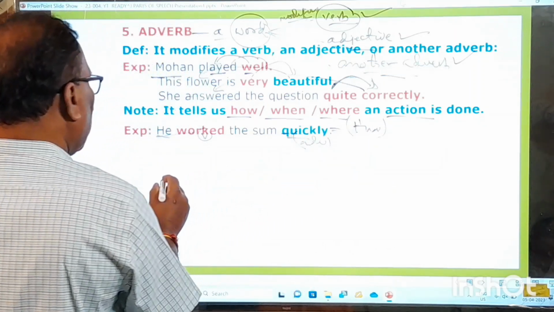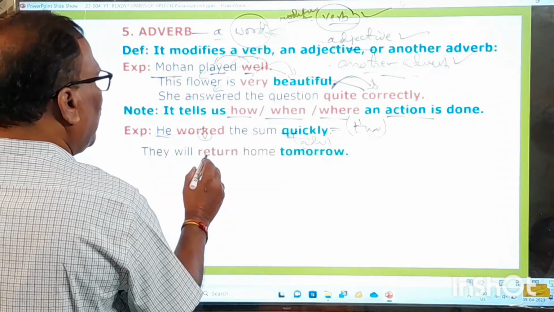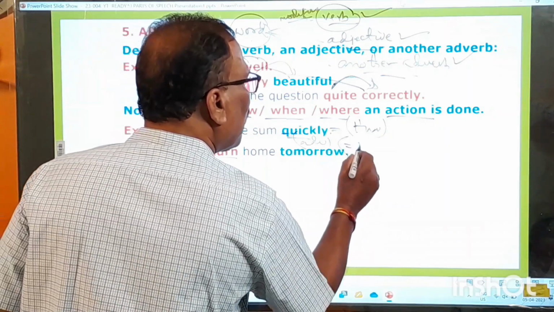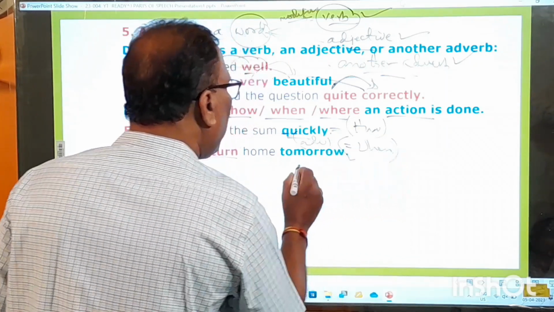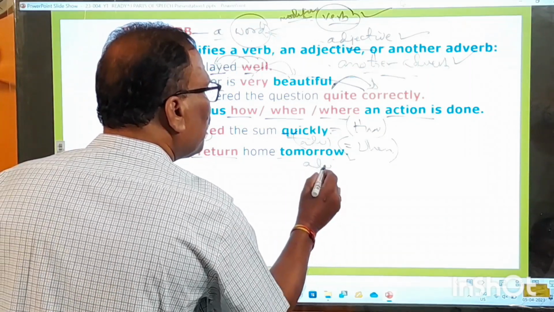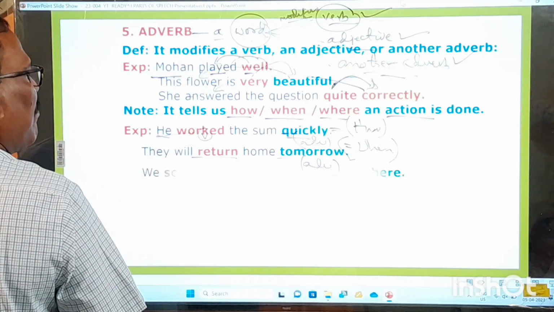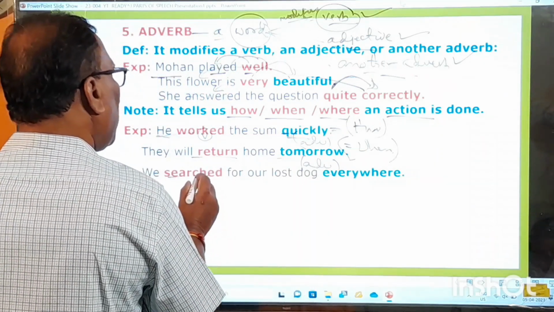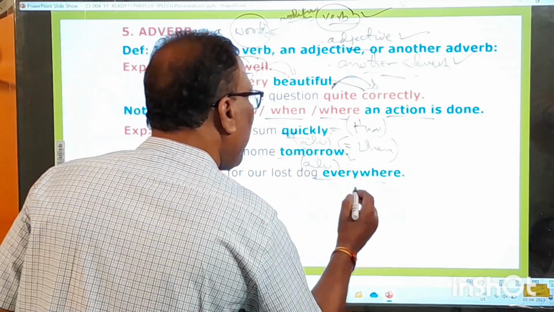Okay. Yes. Next, what is that? They will return home. When tomorrow is an adverb. We searched for our lost dog. We searched, yes, for our, where? Everywhere.